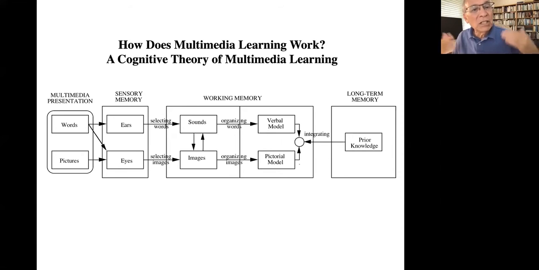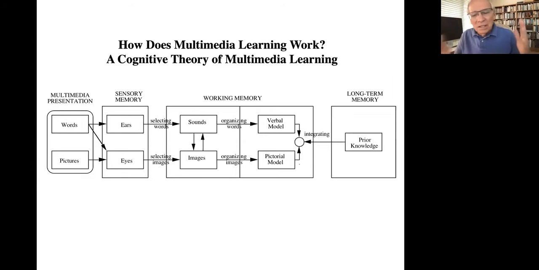If we pay attention to some of this incoming information, it gets into working memory, because when it's coming in through our senses, it fades very rapidly. So we want to get it into our working memory. In working memory, we can mentally organize it into a verbal model and a pictorial model, and then integrate that with relevant prior knowledge that we activate from our long-term memory and bring into working memory. So we want to connect the visual and verbal information and also connect it with prior knowledge. I hope that makes sense.